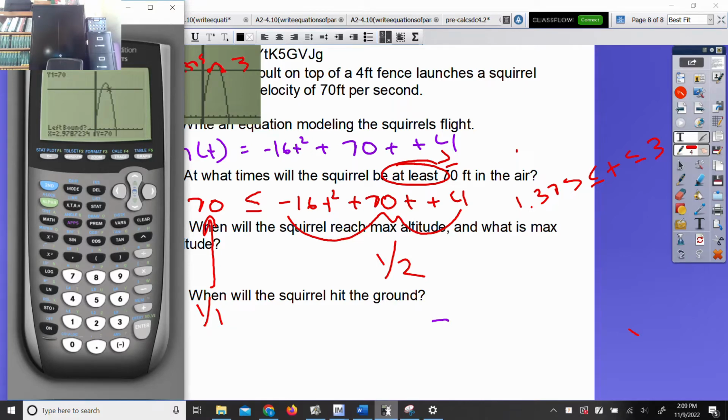Y1 is not a quadratic. It doesn't have a vertex, does it? No. Where do you need your cursor to be? Y2. Where you put the quadratic. Hit the down arrow once so that it says your cursor is in Y2.